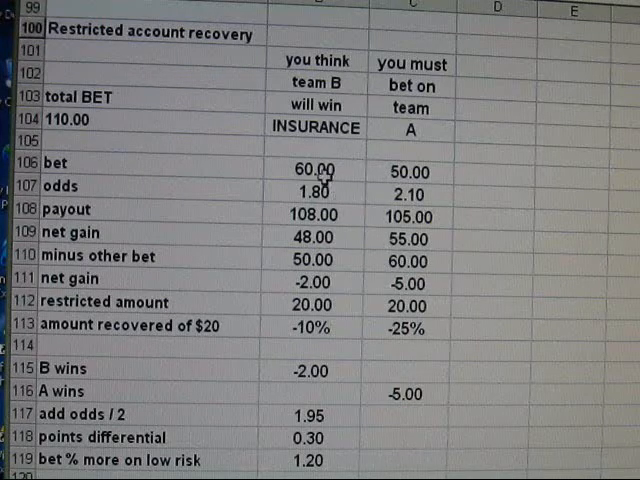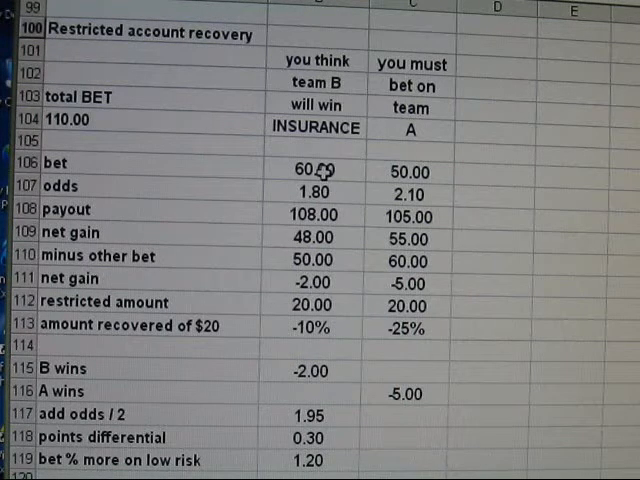You bet 60 on the other team. So the bottom line is, if this team wins, you are going to win how much money? Minus the other bet, you're actually going to lose $5. So not bad. You can live with that, because remember, we're trying to have the 20 minus 5, you get to keep $15.